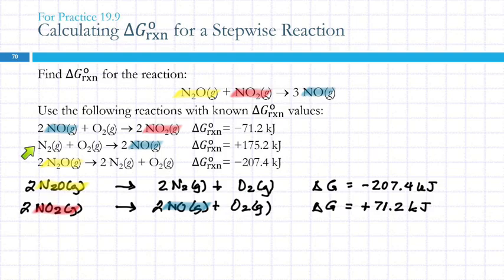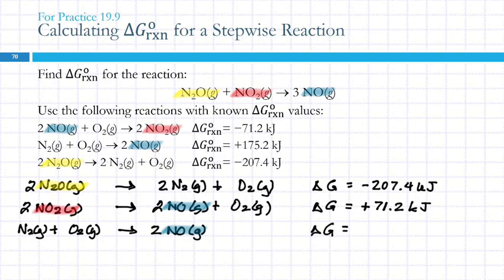And that's why there's a third equation here. We need those to get canceled out by something, and this other equation is what's going to cancel them out. So this already has NO in the products, and so I'm going to write this one down just the way it's written up there. And I didn't do anything to the equation, so I'm not going to do anything to delta G, plus 175.2.